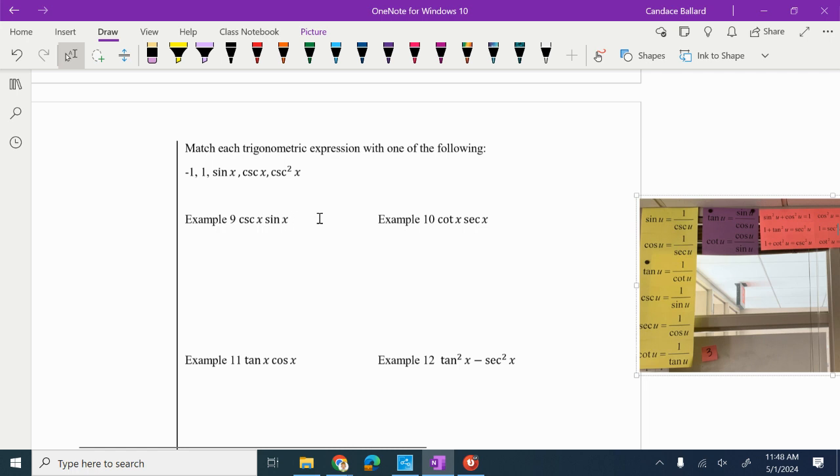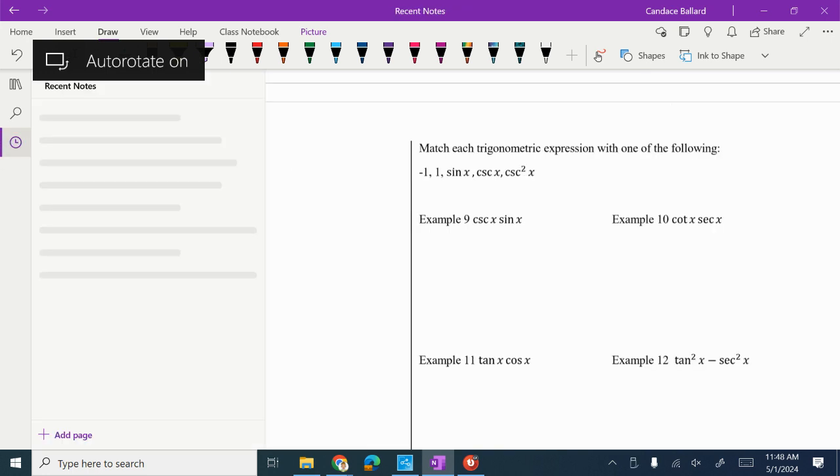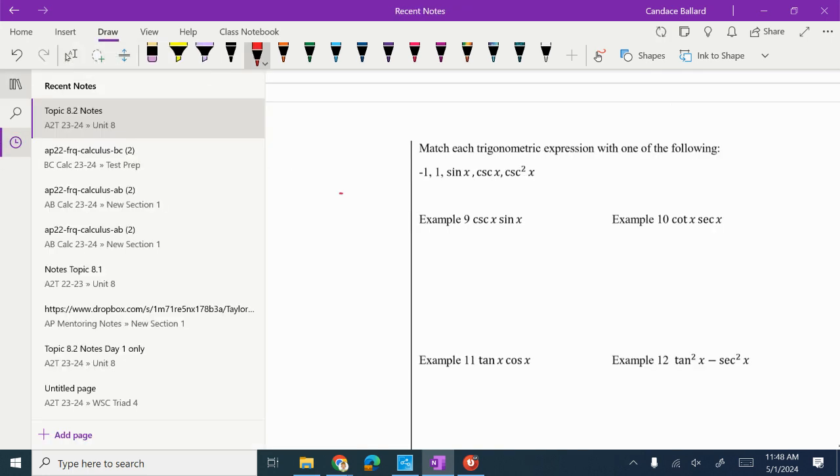So our goal is to try to replace one of these with something. So I've got cosecant and sine, and I'm supposed to try to simplify that expression and get either -1, sine x, cosecant x, or cosecant squared. Okay, that's the goal. All right.